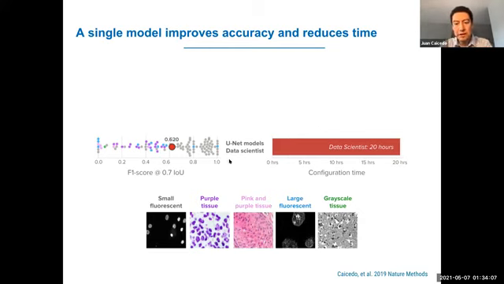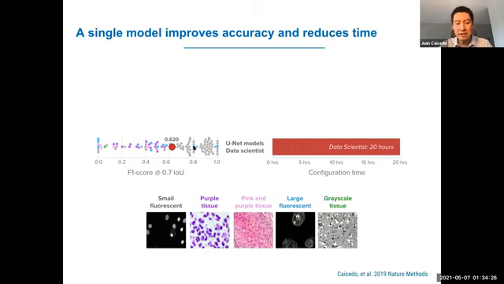And this is what we replicated and what we did. And what we observe here is, first, this person is going to spend about 20 hours of work optimizing the 5 units for the 5 image types. And second, we can see how accurate you can get by running an independent model in each of those images.